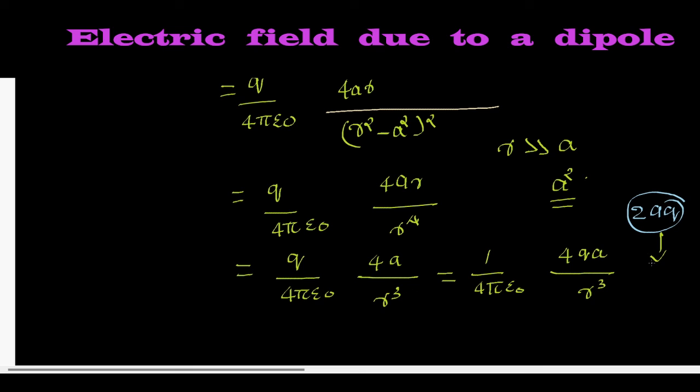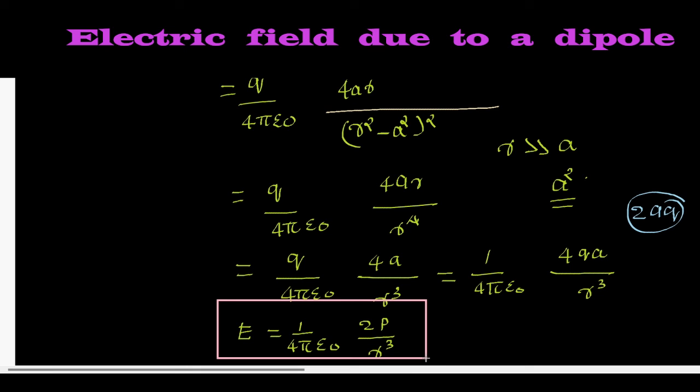Okay, so let us rewrite the equation once again. It will be the electric field E is equal to 1 by 4 pi epsilon 0 times 2p divided by r cube. So you can consider this equation as the final equation for the electric field due to a dipole on the axial point.